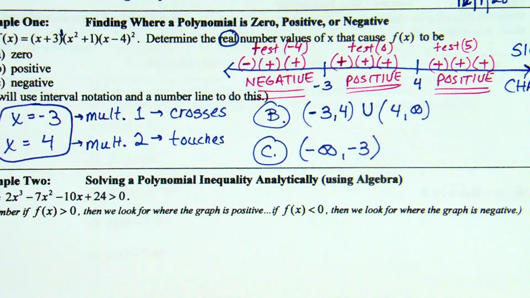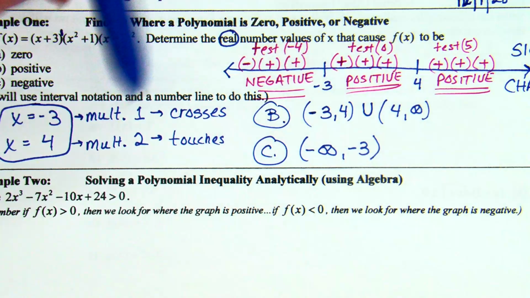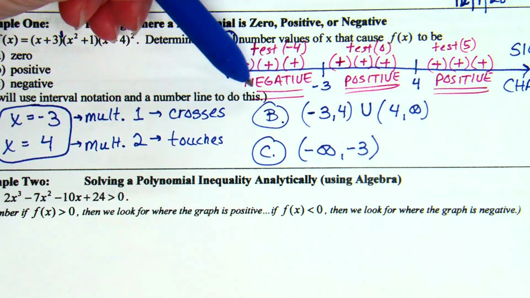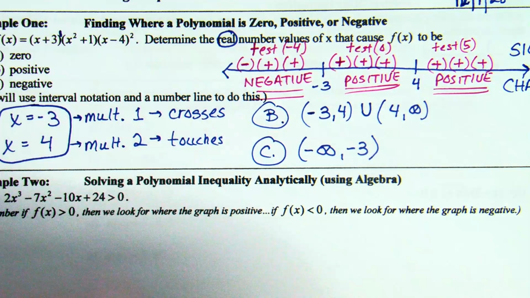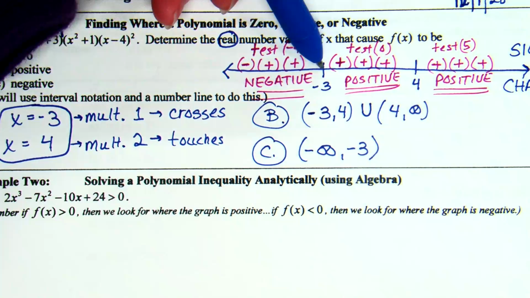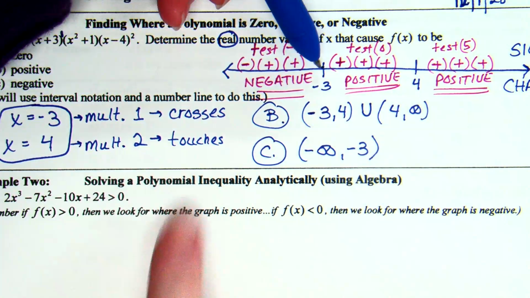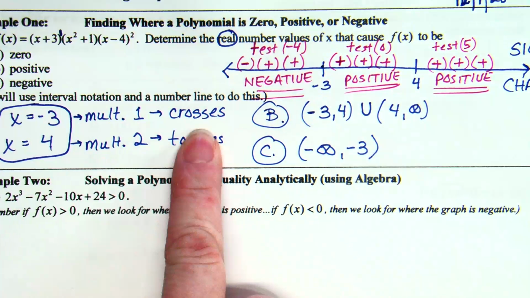Now, if you think about this, if we visualize this graph, over here to the left of negative 3, my graph is negative, which means my graph is below the x-axis, right? What happens at negative 3? It's a 0, and notice what did we talk about over here? It crosses, right? At x equals negative 3, it crosses.